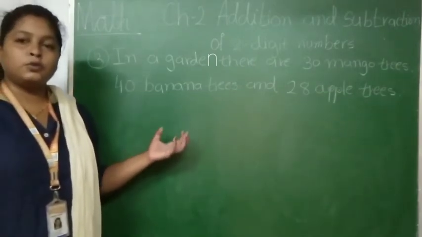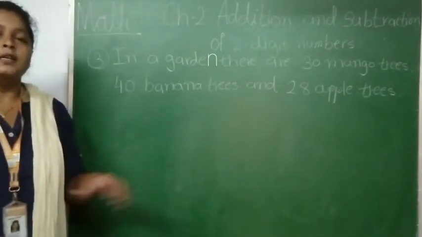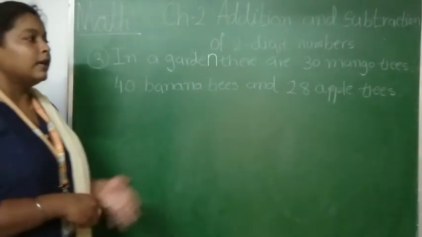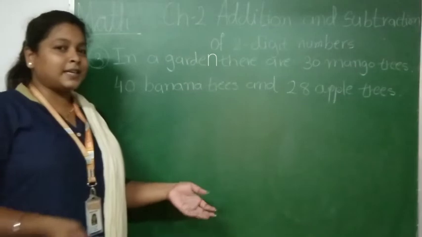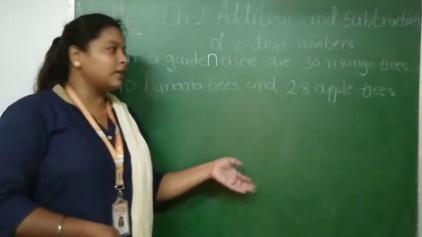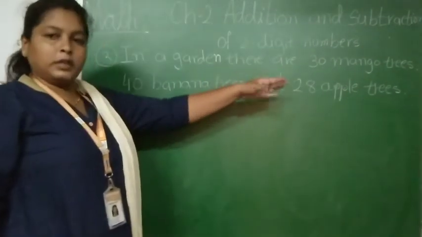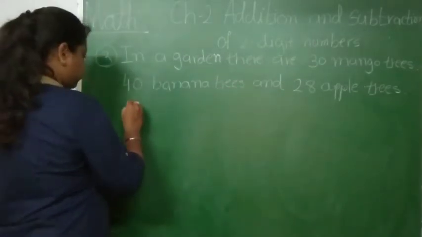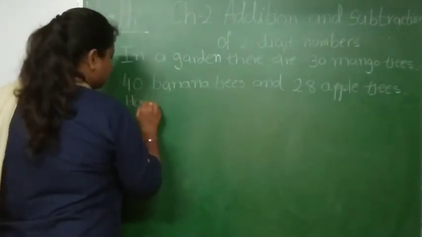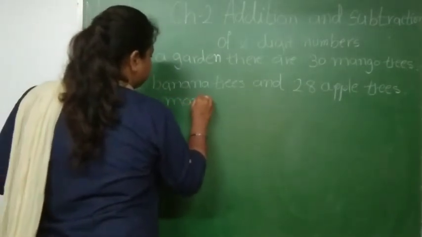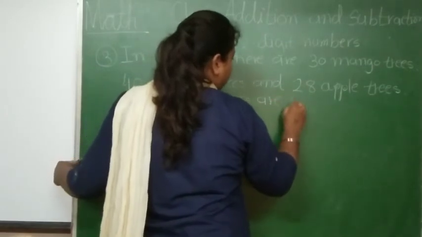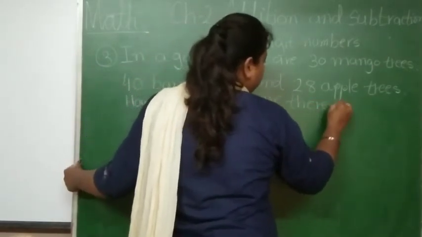So what you have to do? Yes, not to worry. You have already solved this type of sums before. Okay, we have already learned addition of 3 numbers. These are the same only. In a garden there are 30 mango trees, 40 banana trees and 28 apple trees. So how many trees are there in all?